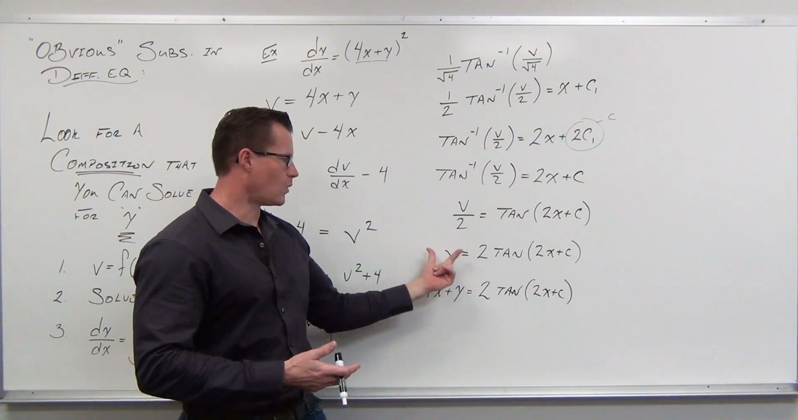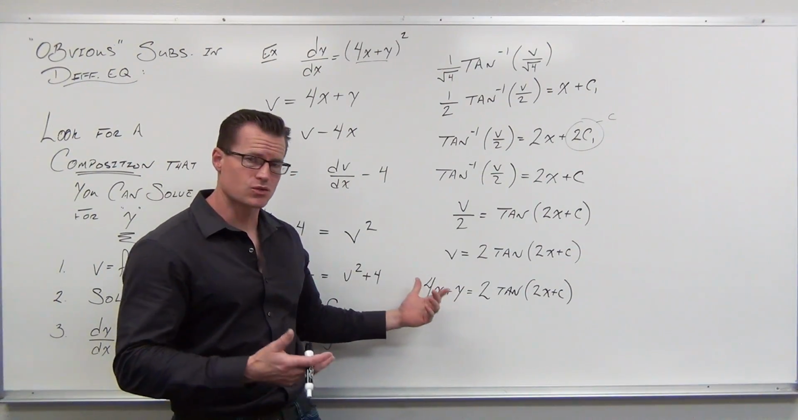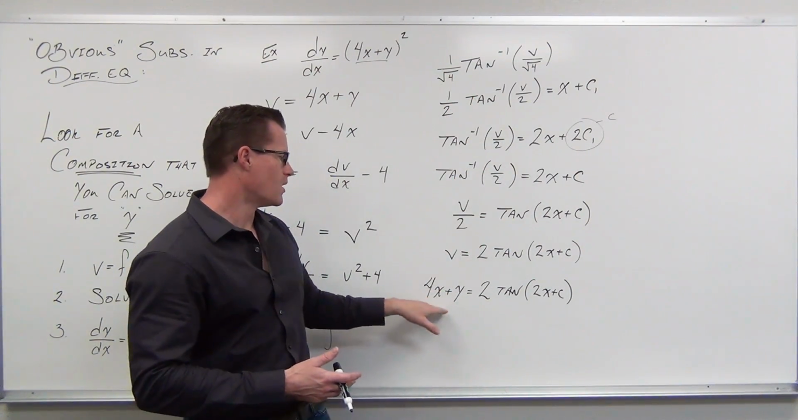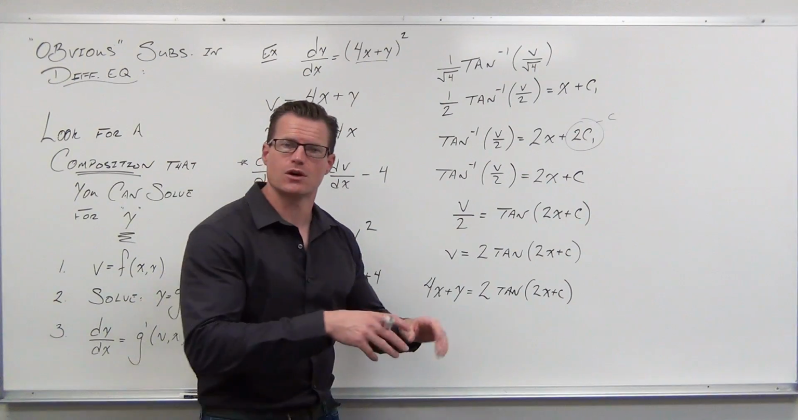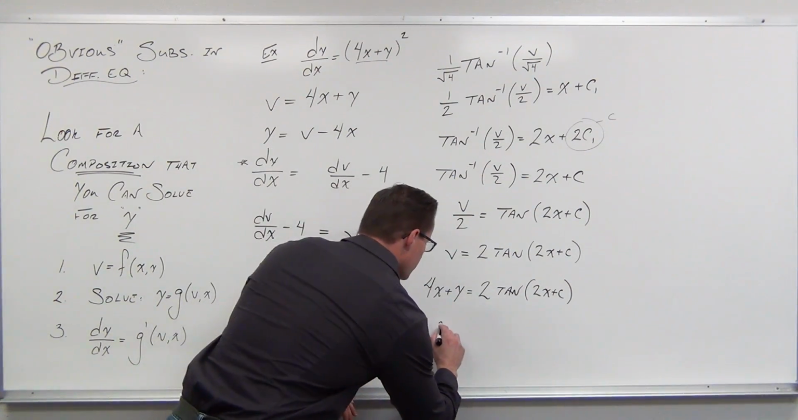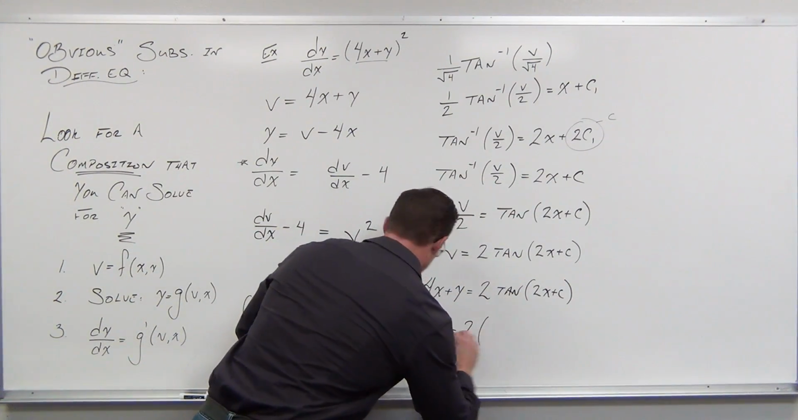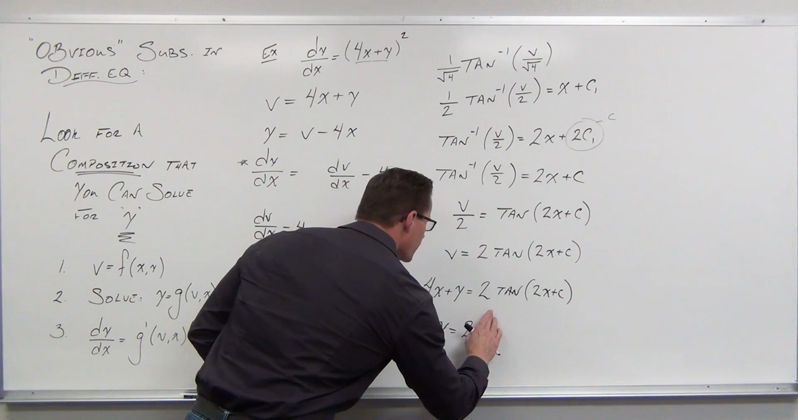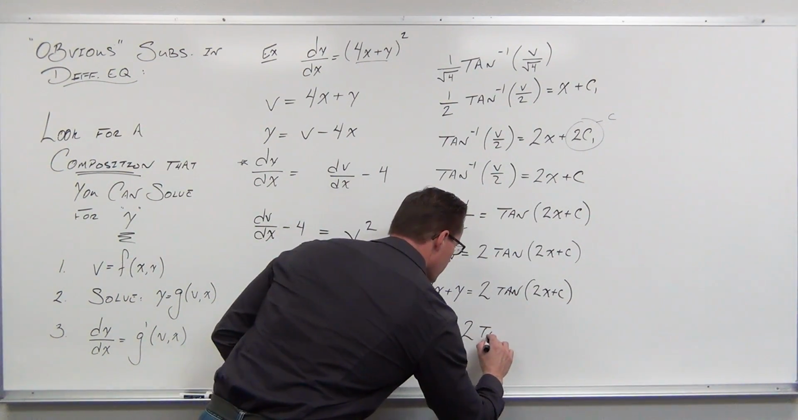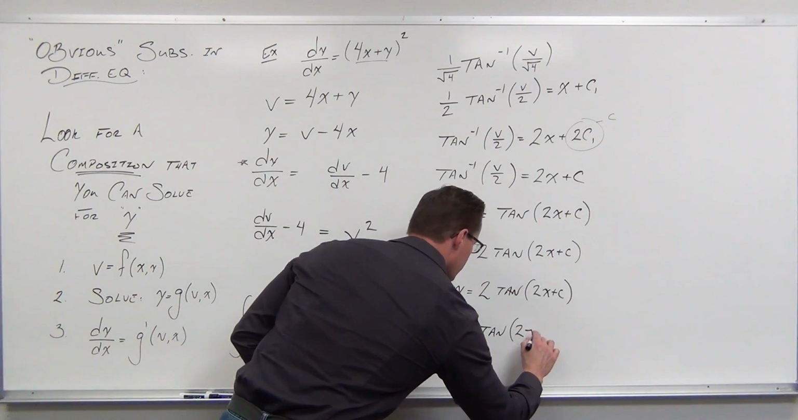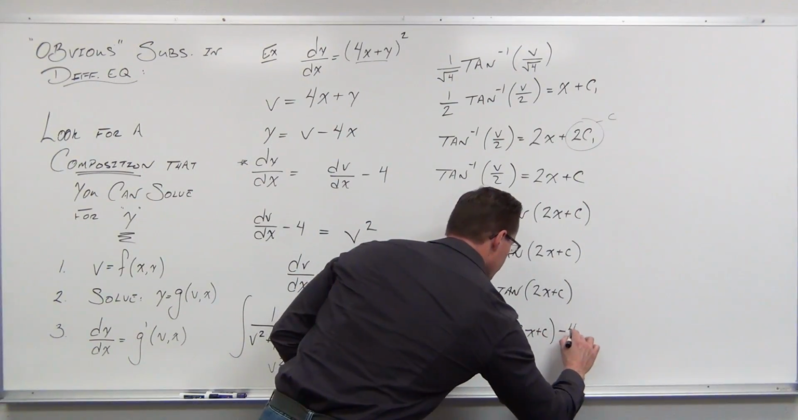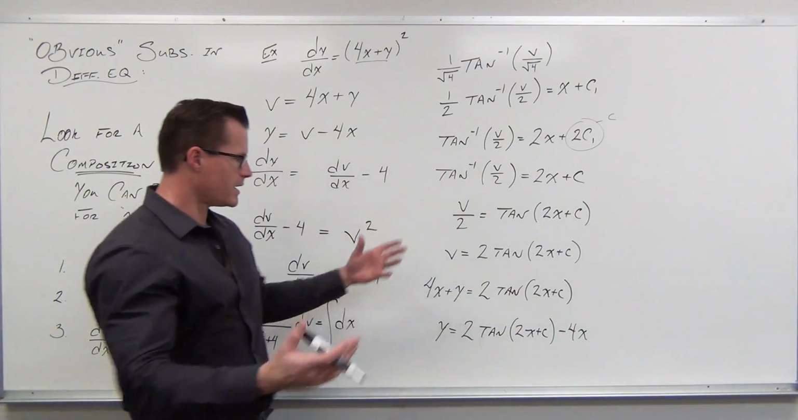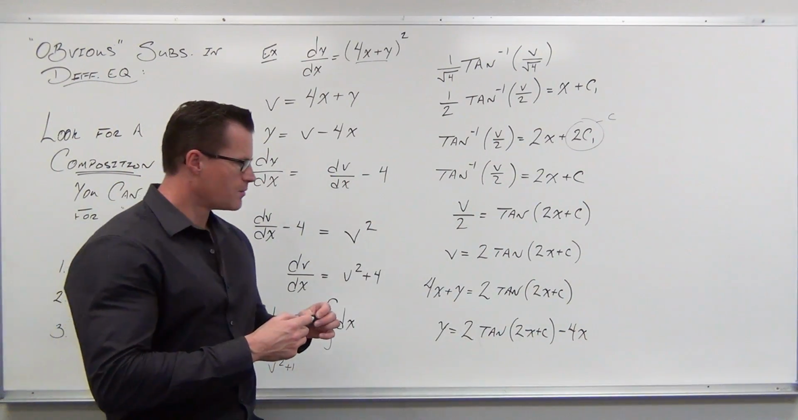So if we wait for a little while, sometimes it's a lot nicer to deal with, because right now, instead of writing this whole time, all we've got to do is subtract 4x, and we've solved for y explicitly. So we get y equals 2 tangent 2x plus c minus 4x.